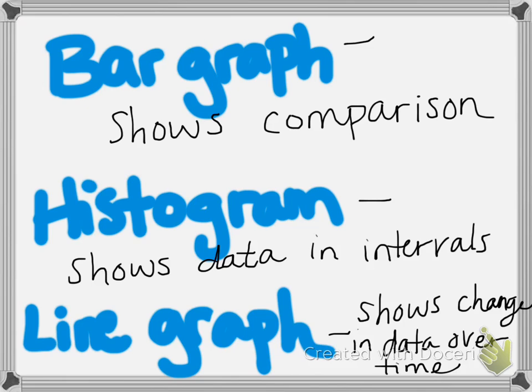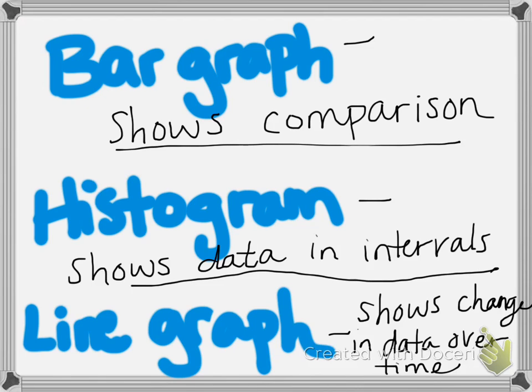So we've talked about a bar graph already, and we know that that shows comparison. And last night we talked about histograms, which look very similar, but remember they show our data in intervals. It doesn't compare different people, it's showing intervals of the same data. So tonight we're going to introduce the line graph.